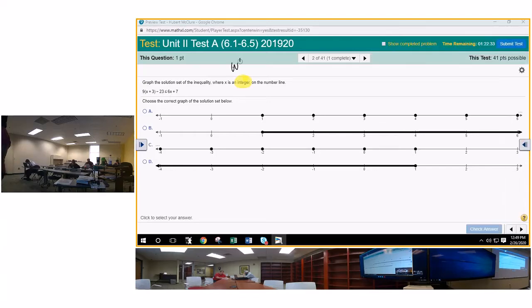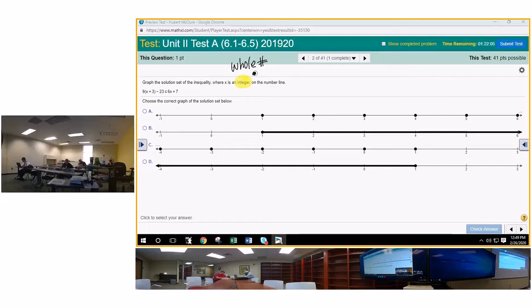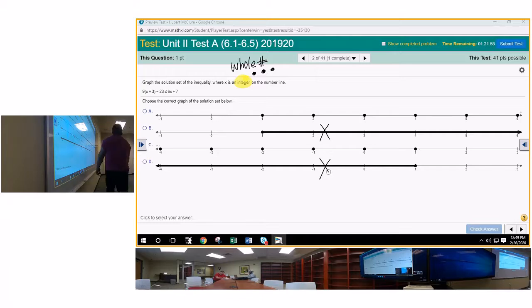Whole number? Good job. You're a winner. Whole number. Now, if I graph a whole number, can I graph the fractions, decimals in between the whole numbers? No. I can only graph the whole numbers. So when you're talking about integers, you can only graph with what? Dots. You can't graph with a shade. So those two are out.